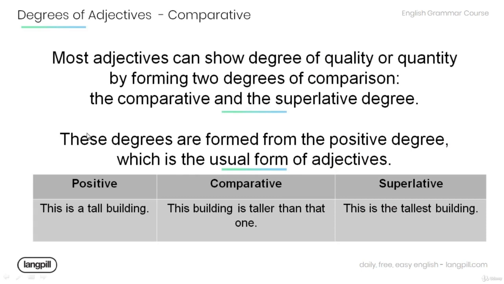Now, most adjectives can show degree of quality or quantity by forming two degrees of comparison, the comparative and the superlative. Now, these degrees are formed from the positive degree, which is the usual form of adjectives. Have a look at the examples below. Let's start with the positive degree. For example, this is a tall building. The comparative form, this building is taller than that one. And the superlative, this is the tallest building.